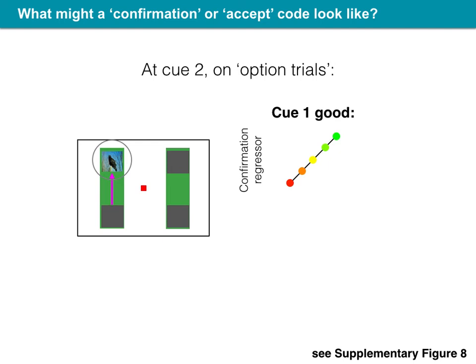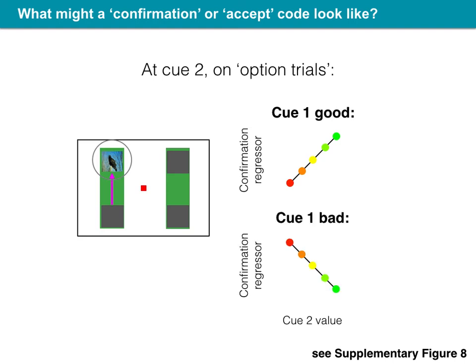So if I've seen something good at the first cue on option trials, then seeing another good thing, a high-valued item, which you can see in green here, confirms the belief that I already have. That tells me that yes, that's definitely an item I should choose. I've seen two good things. Whereas a low-valued item, which is in red, disconfirms it. So seeing something good followed by something bad makes me a bit more uncertain about which option I should choose.